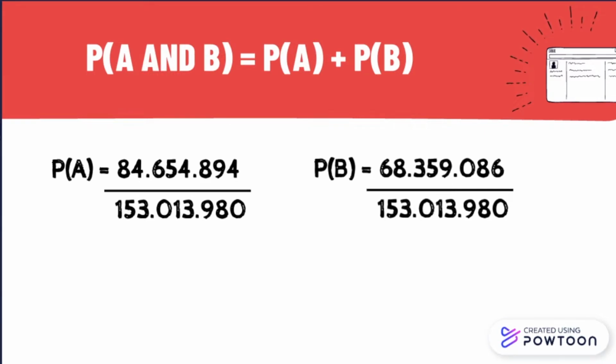As for P(B), we divide the number of votes for the second candidates, Prabowo Subianto and Sandiaga Uno, by the total number of votes for presidential and vice presidential candidates in Indonesia. So 68,359,086 divided by 153,013,980, and we get P(B).